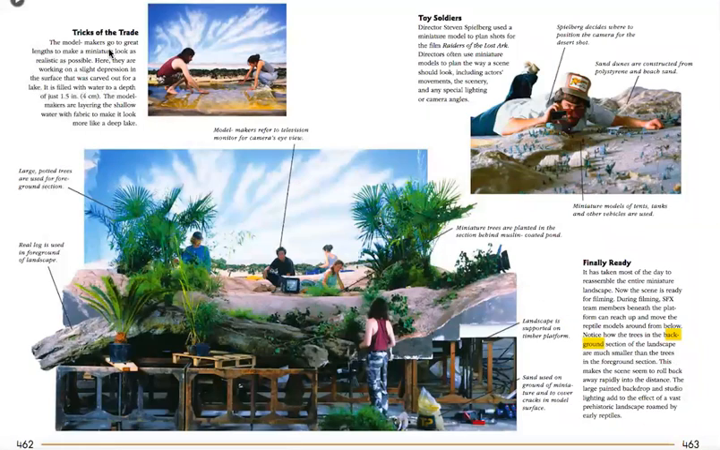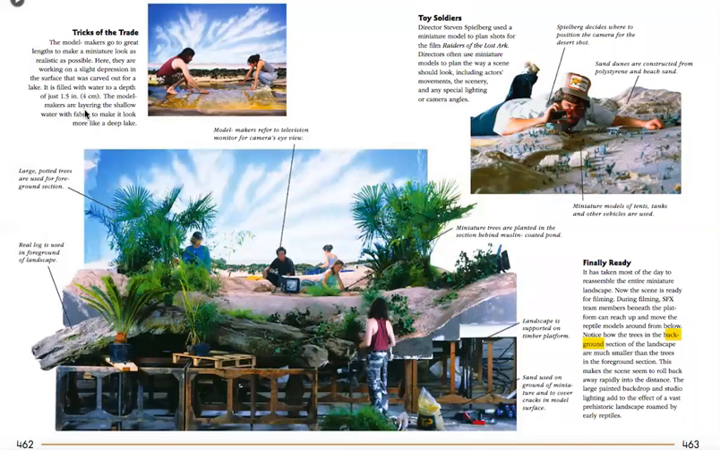Alrighty, let's go to the next page. Tricks of the trade. The model makers go to great lengths to make a miniature look as realistic as possible. Here, they are working on a slight depression in the surface that was carved out for a lake. It is filled with water to a depth of just 1.5 inches.